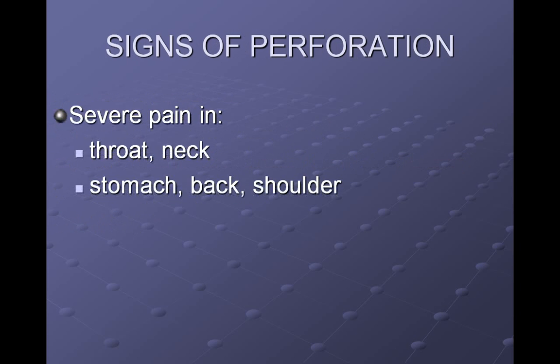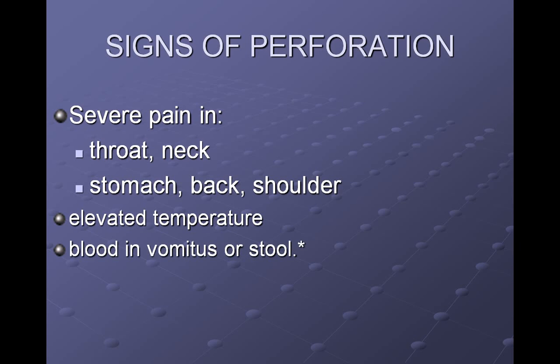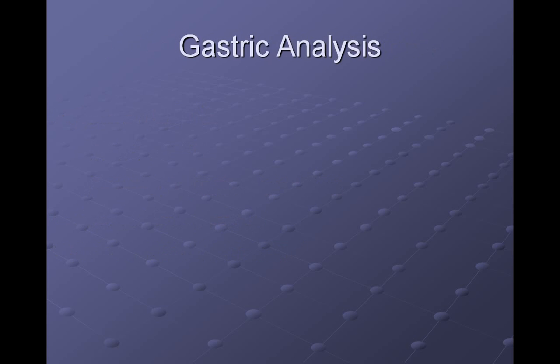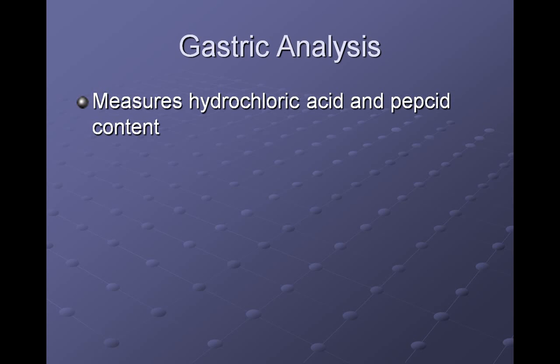You want to observe for signs of perforation that may occur during the procedure. These include a complaint of severe pain in their throat, neck, stomach, back, and shoulders, an elevated temperature, blood in vomitus or in the stool. And you may have to obtain a guaiac if it's not frank, bright red bleeding, but most often it can be. Another test is the gastric analysis.